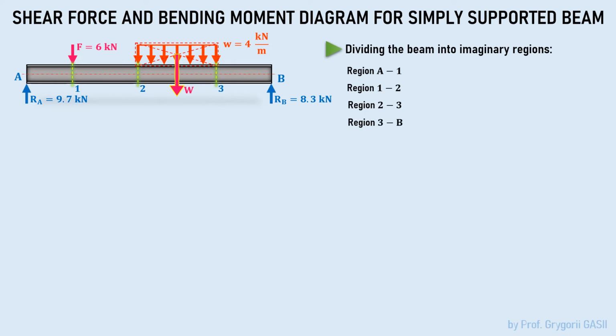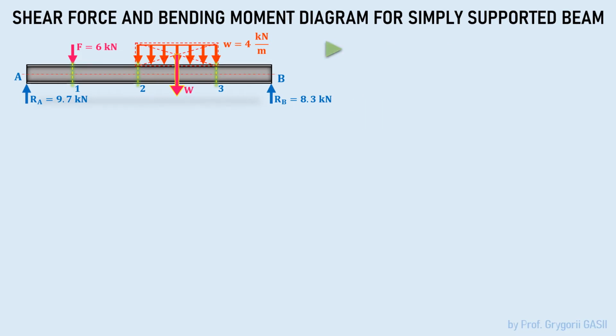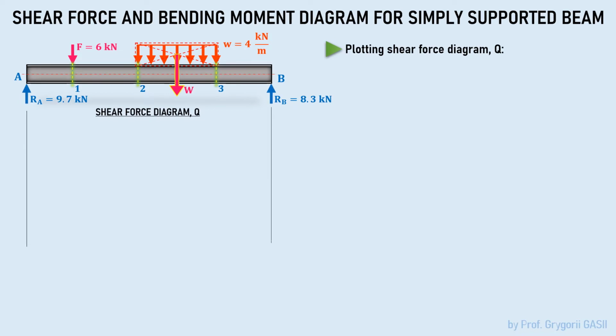Now consider each of these regions in turn. Let's start by plotting the shear force diagram. For shear force determination, the equilibrium equation for shear forces is used. We are going to consider the first region. It's region A1.